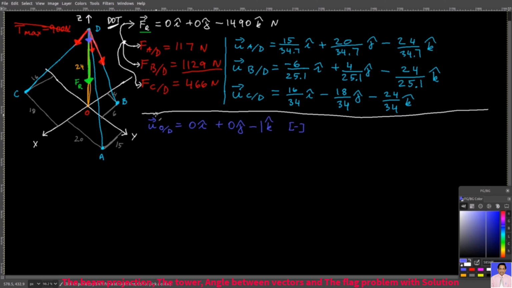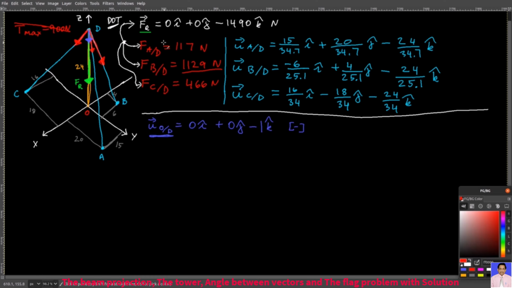It makes sense, right? You go from D along the tower down, but since it's a general unit vector, its magnitude is 1, but since you're only using the k component and you go down, then you have to have minus 1 here. And so you have to take these three forces and project them onto this general unit vector.